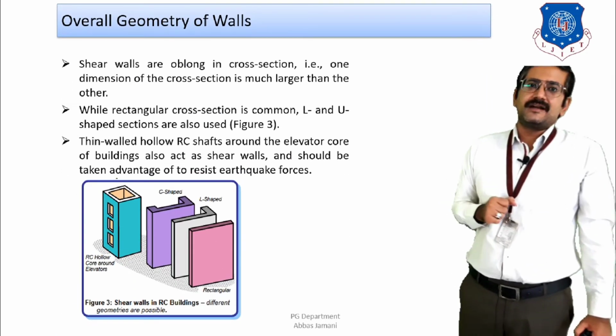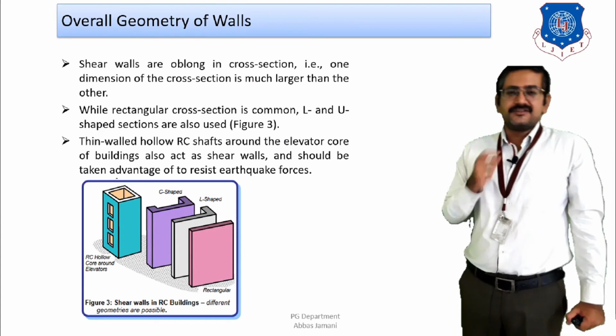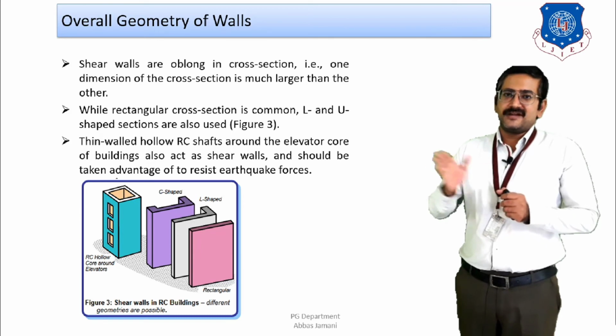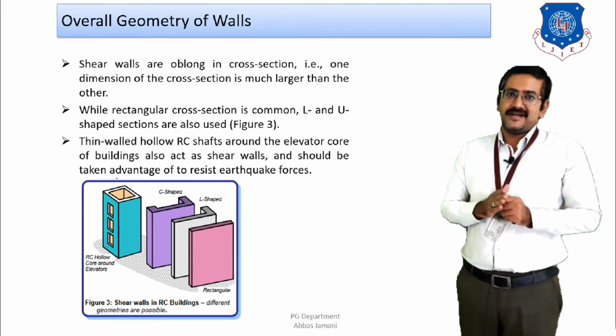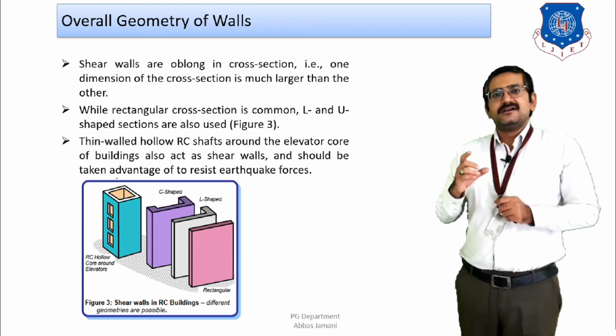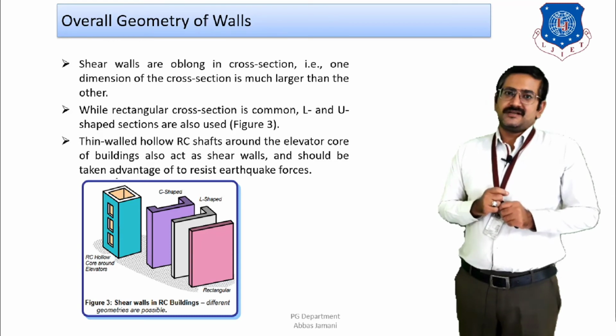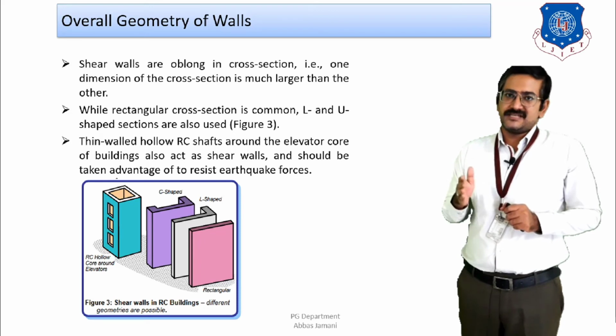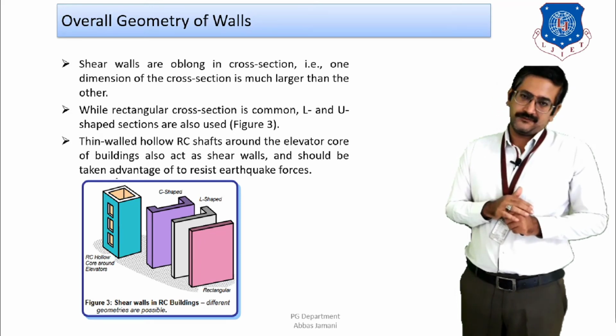Lastly, we look at the different geometries of shear wall. Now these shear walls are usually oblong in shape, that is, the width is very less as compared to the other dimension. Most of the time the type of geometry is rectangular, but apart from that, you can also have L shape, U shape, and C shape shear walls.